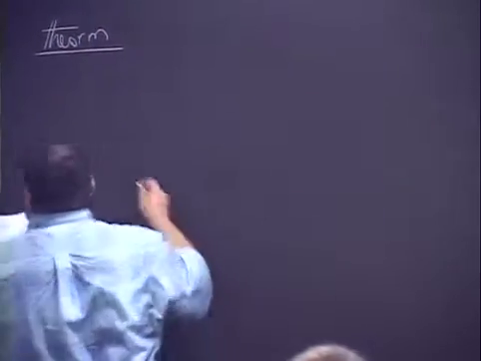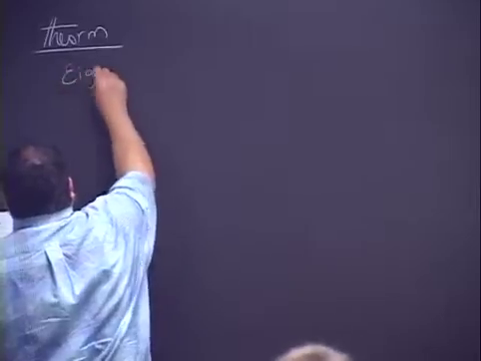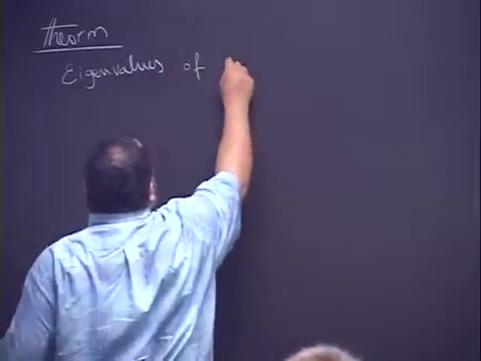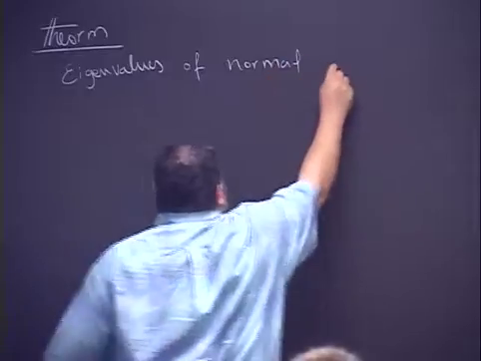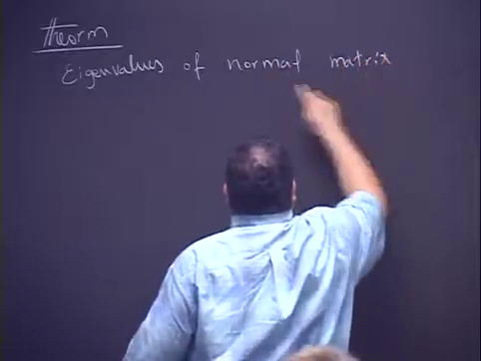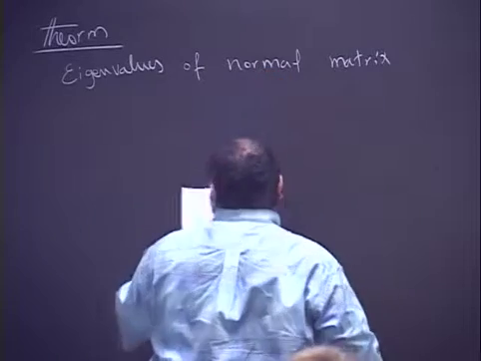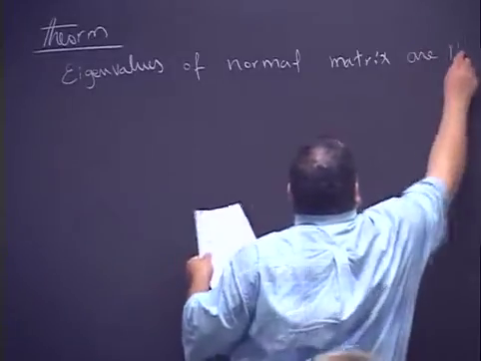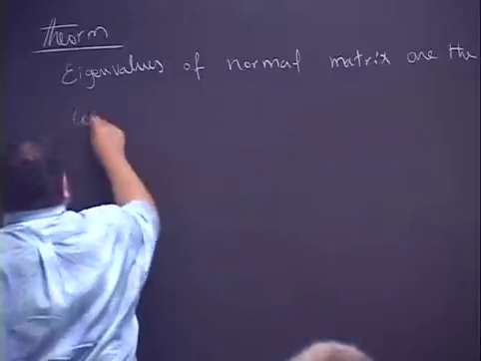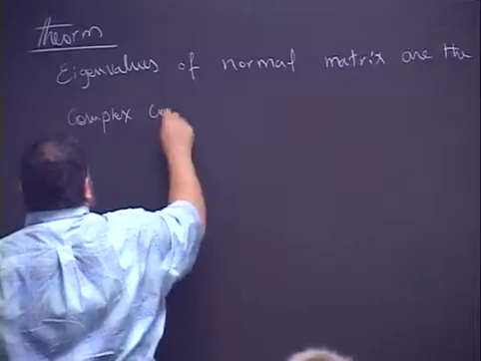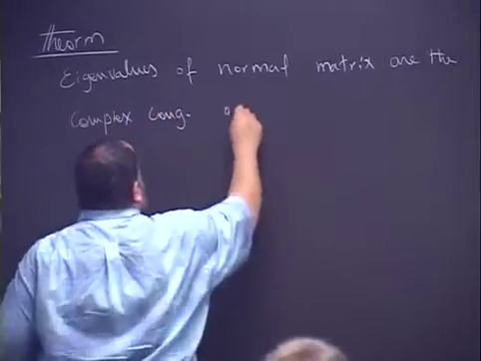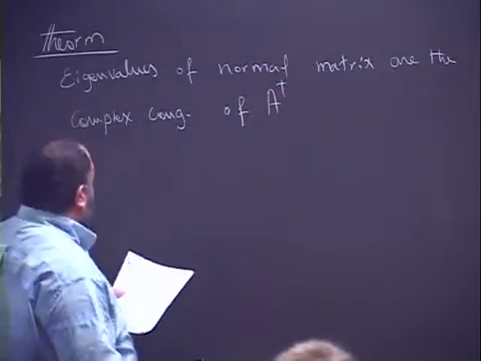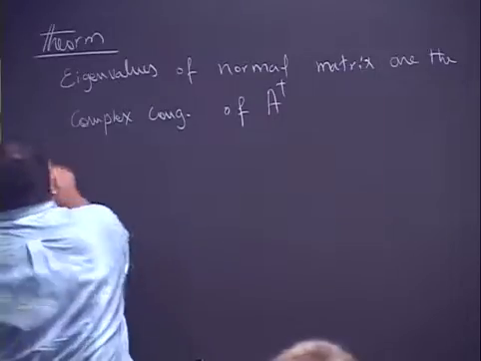The theorem states that the eigenvalues of a normal matrix, and again the normal matrix has 6 submatrices that represent it, and we just stated those 6 submatrices, are the complex conjugate of the eigenvalues of the Hermitian conjugate matrix.